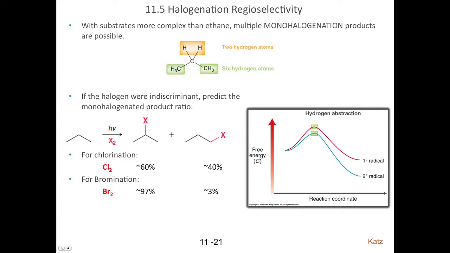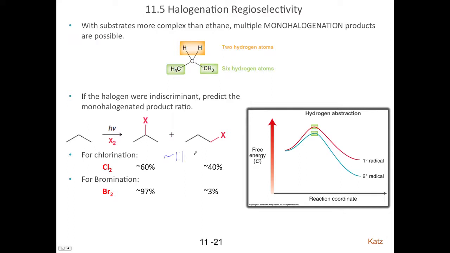So let's just say we have propane here, right? We hit it with light and some chlorine or some bromine, and there you go. For chlorination, 60% of it will give us the 2-chloro product. 40% of it will give us the 1-chloro product. So roughly a 1-to-1 mixture. Not exactly 1-to-1, this is 60-40, but it's close to 1-to-1.